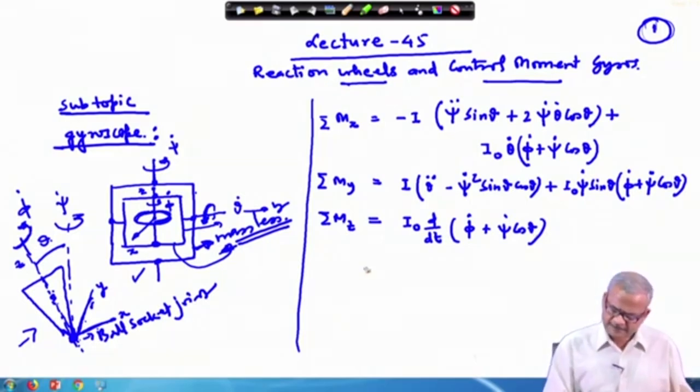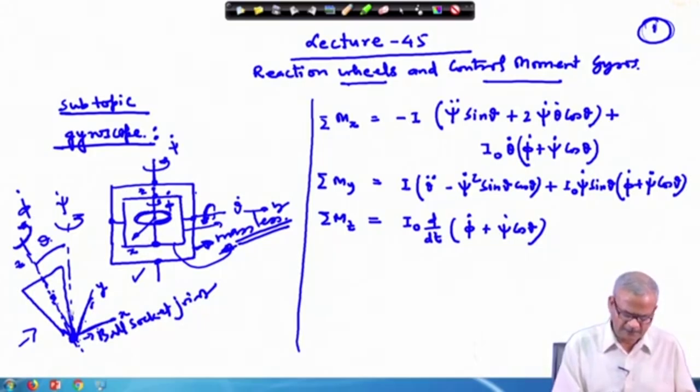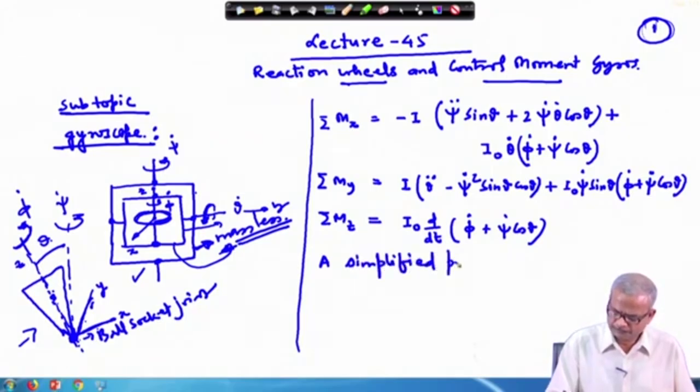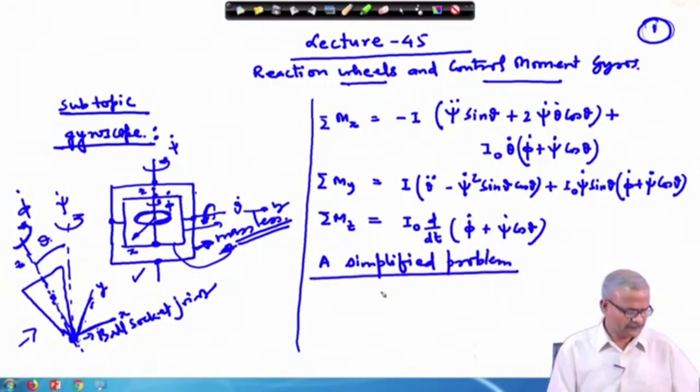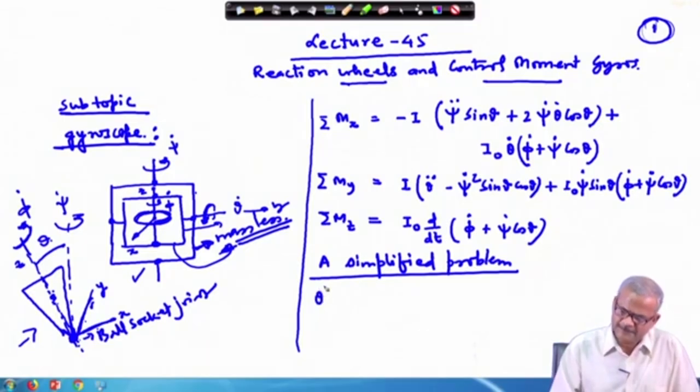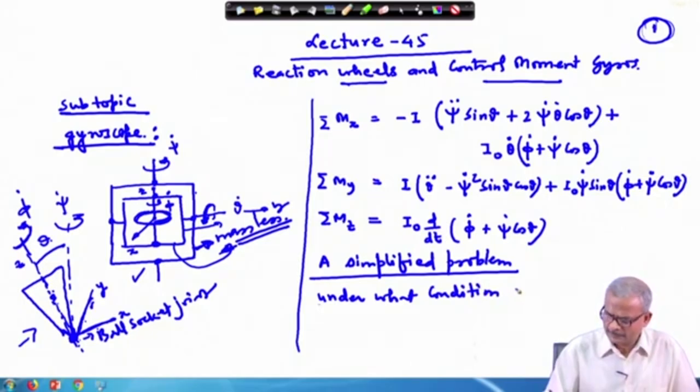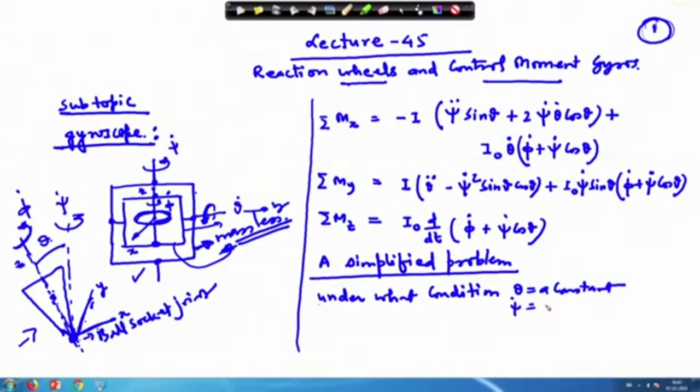Now, let us consider a very simplified situation before we go into the actual problem. In the simplified problem, what we are looking for is under what condition theta dot will be 0, meaning theta is a constant, psi dot is a constant, and phi dot is also a constant. So, we have to find out the torque condition basically from this. So, let us explore this.